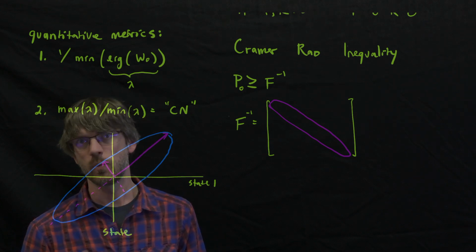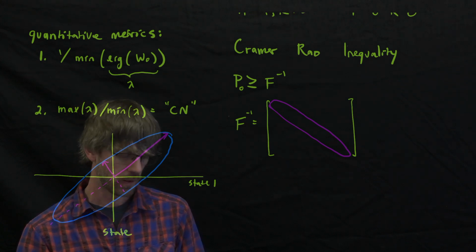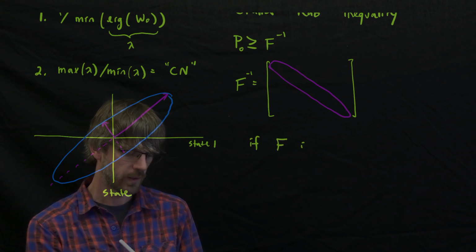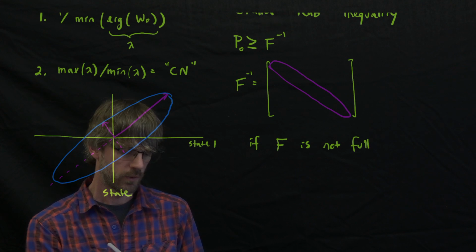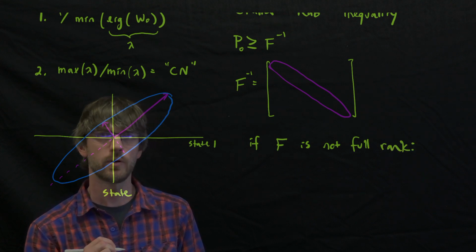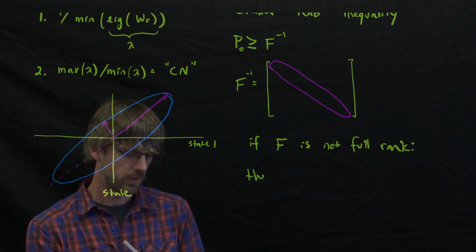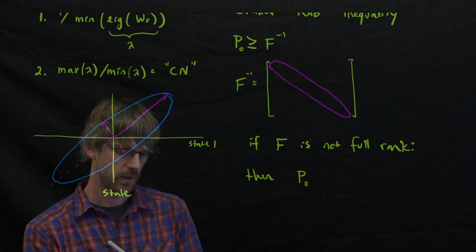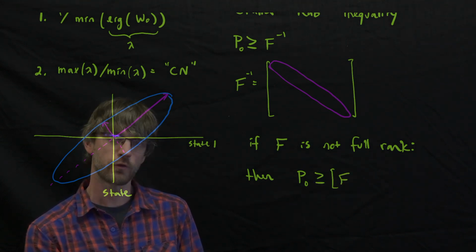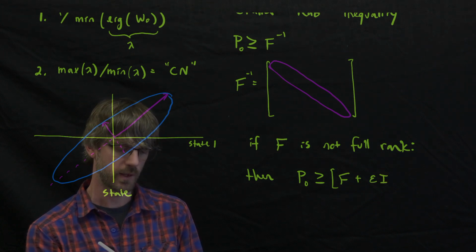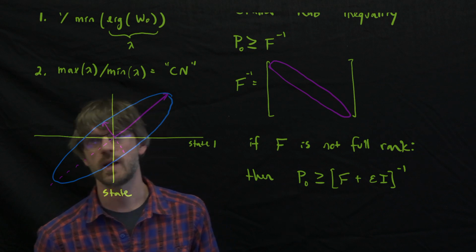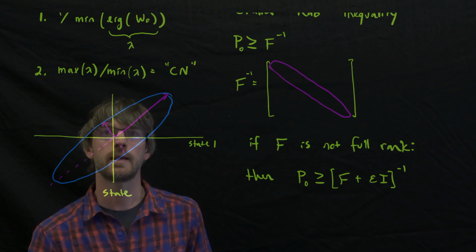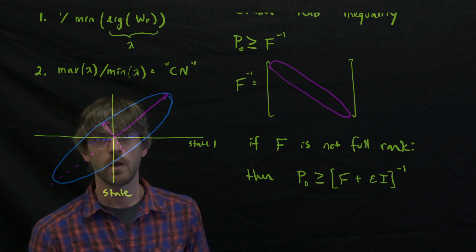One challenge you might encounter is, what happens if F is not full rank? Then you wouldn't be able to apply this tool without some modifications. So if F is not full rank, you can make one very simple little change. Then you can say that your error covariance for the initial condition is going to be greater than or equal to the inverse of your Fisher information matrix plus some epsilon times the identity. That epsilon times the identity just guarantees that the combination of F plus epsilon times the identity is going to be invertible. You will get an inverse.